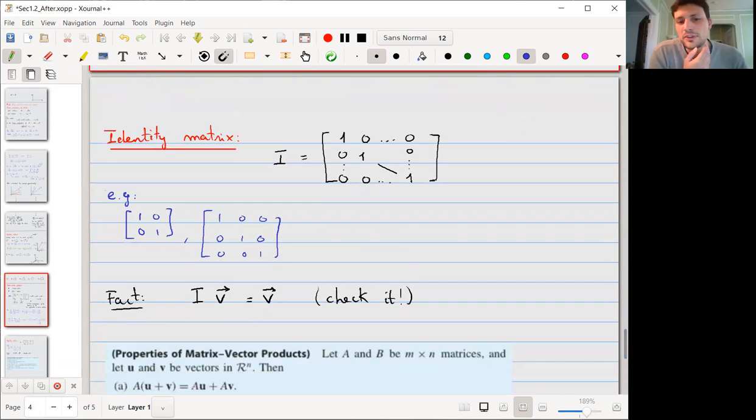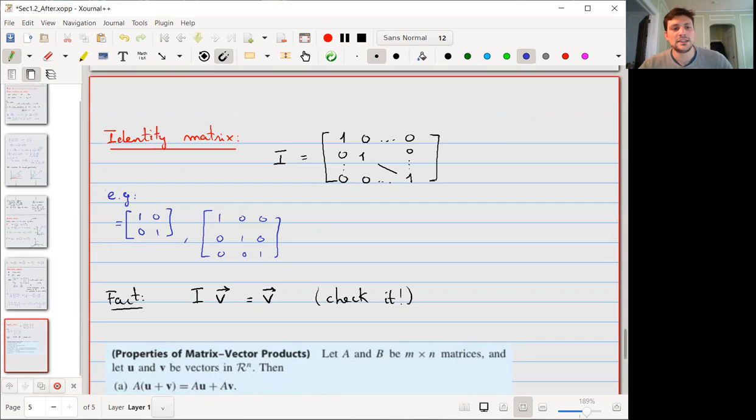There's one particular matrix that is important when we talk about products. It's called the identity matrix, and it is the matrix whose entries are ones exactly on its main diagonal. It's always a square matrix, so it will have ones on its main diagonal and 0 everywhere else. Here's a few examples. This is the identity of size 2, and this is the identity matrix of size 3. You see there's 0 everywhere except on the diagonal.